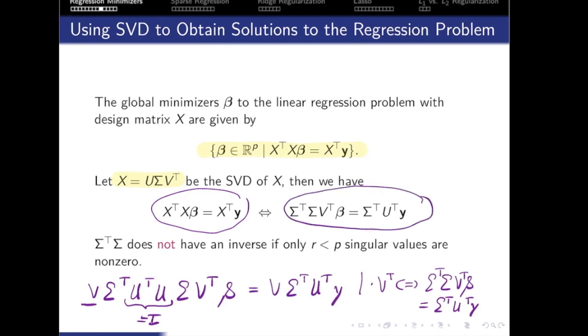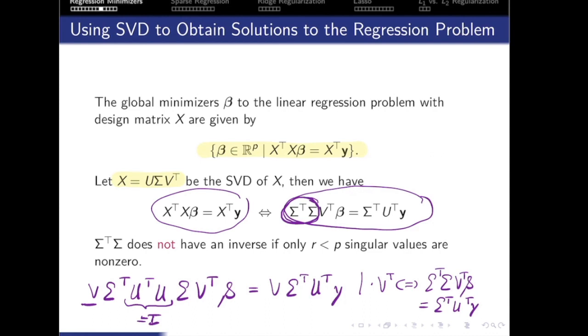And here we do not necessarily get any further, because sigma transposed sigma is, for the case that n is smaller than p, definitely not a diagonal matrix which has only non-zero elements on the diagonal. So this is a problem here. We have no inverse for this matrix if n is smaller than p.